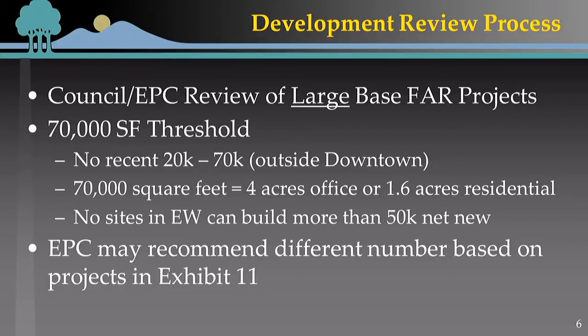70,000 square feet is about a 4-acre office project at 0.4 FAR. It's about a 1.6-acre residential project at 1.0. Those are the base FARs. About 30% of parcels covering about 65% of the land area in East Wisman are bigger than 4 acres. So you can imagine that this threshold would cover a little more than half of the project area in East Wisman, about a third of the parcels. The EPC was also given a list of other recent projects and can use that list of projects to identify a different threshold if they have input on that.